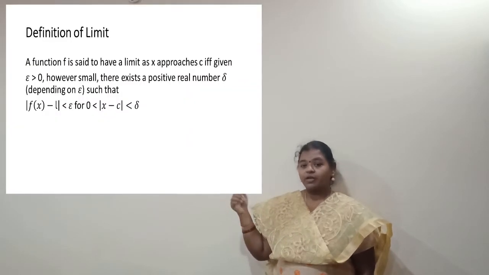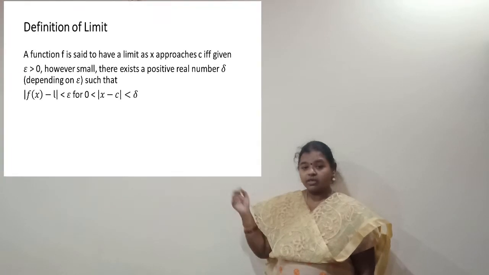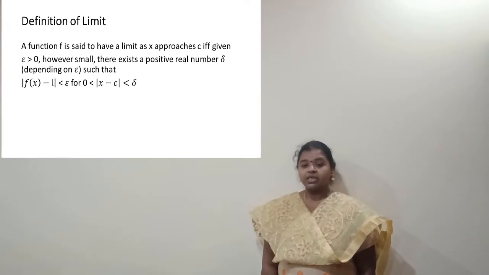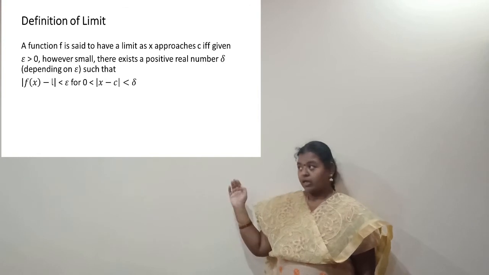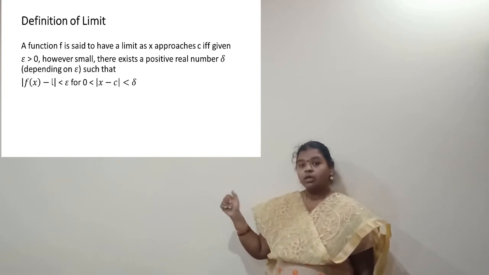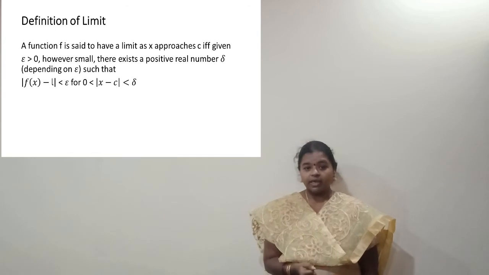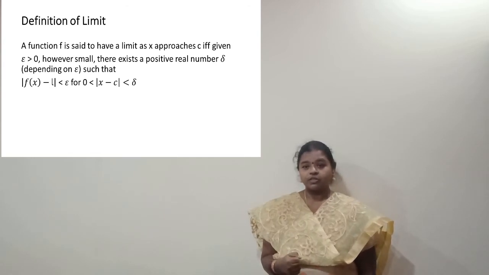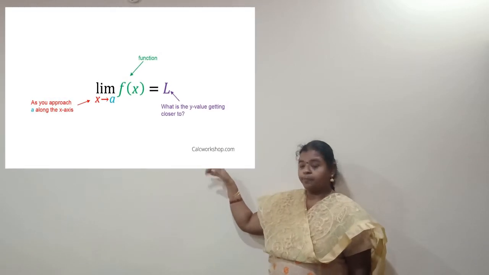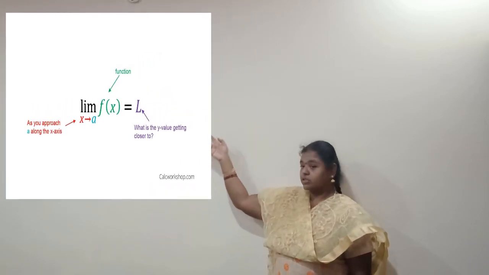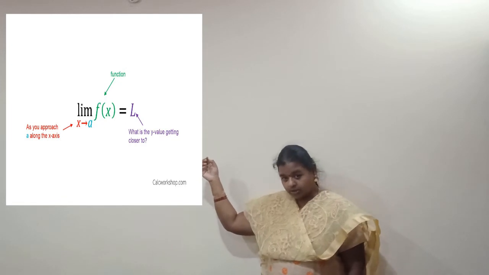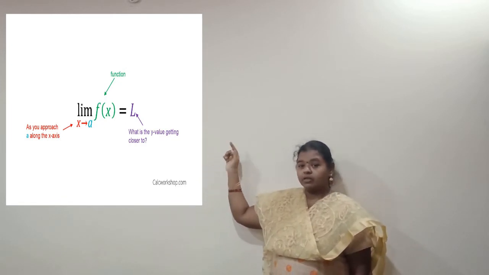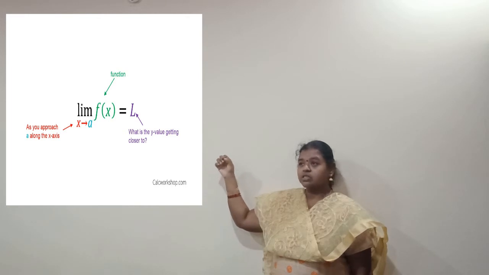The next definition would be the limit. This limit will hold when we have both the left-hand side and the right-hand side. In general, we say the limit exists as x approaches C if and only if, given epsilon greater than 0, however small, there exists a positive real number delta such that |f(x) - L| < epsilon. Now let's see a particular image. This image shows limit x tends to A of f(x) equals L. Here f(x) is a function, x tends to A is how it is approaching, and the value of L is the value of y which it is approaching.